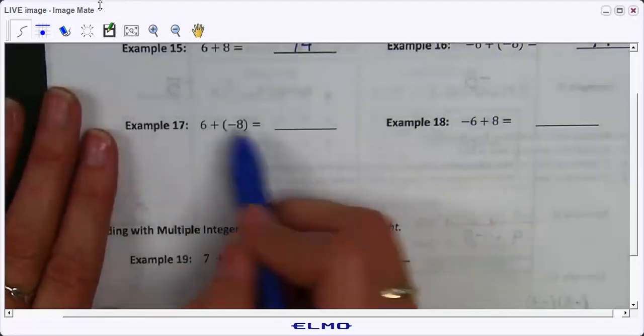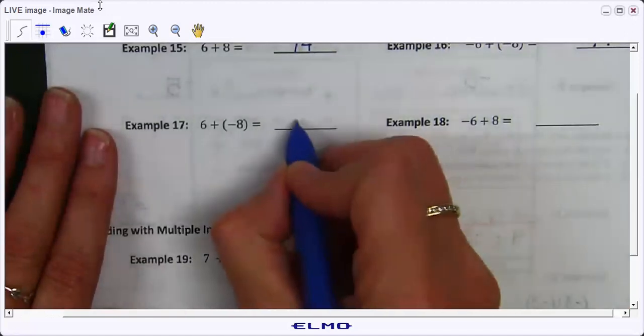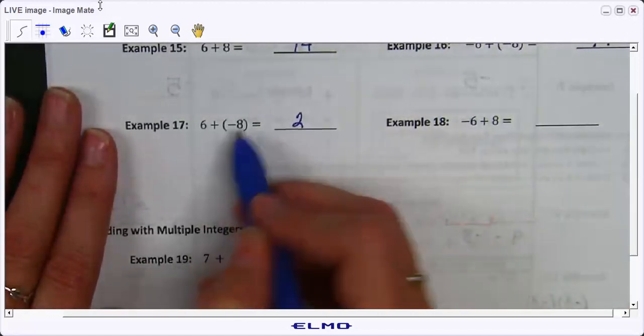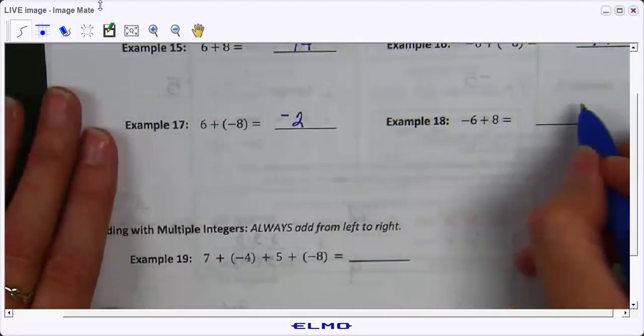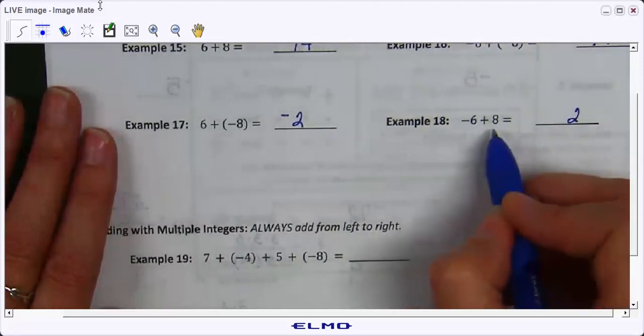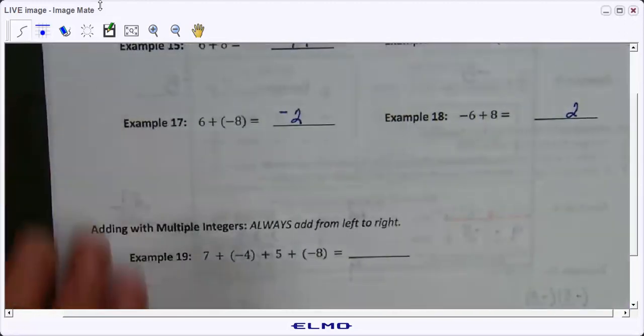Our signs are different, so I'm going to subtract 8 and 6, and I get 2. And since my bigger number is negative, my answer is negative. Signs are different, so I subtract, and I get 2. And since my bigger number is positive, my answer is positive.